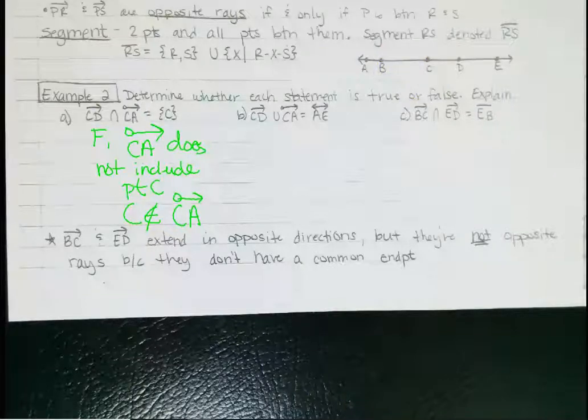Change up our colors a bit. Okay, so now we're saying ray CD union, again, it's an open circle, so union of half line CA equals line AE. Okay, so I'm going to draw line AE up here.